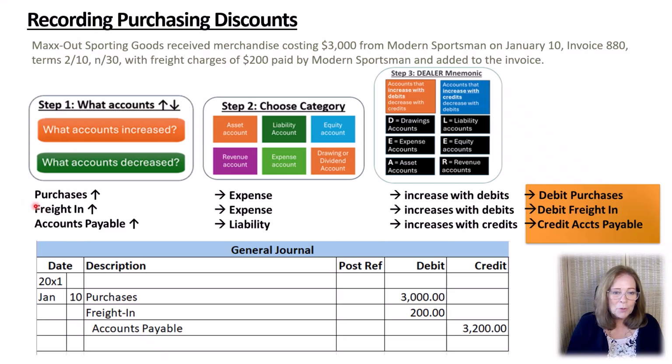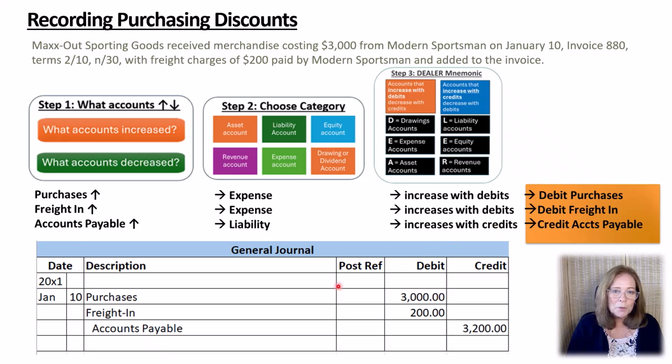We analyze the purchase transaction and find that the business now has more purchases, which is an expense, and that expense accounts increase with debits. That means we debit purchases. Max Out also has more freight in charges, which is an expense account and increases with debits, so debit the freight in. Accounts payable also increased, which is a liability account, and liability accounts increase with credits. That means we need to credit accounts payable.